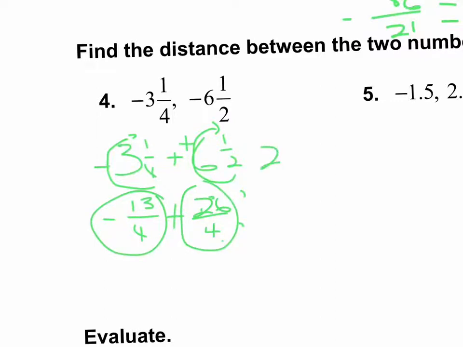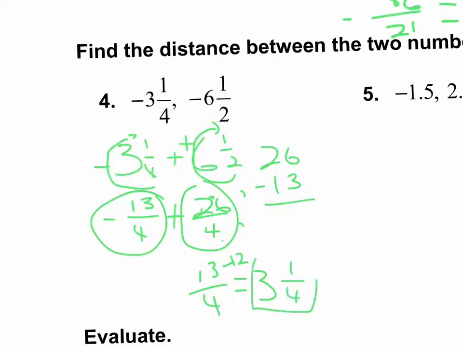Opposite terms, we subtract 26 minus 13, which gives you 13 over 4. And it's positive because 26 is bigger and 26 is a positive 26 over 4. Let's go ahead and make it a proper fraction. 4 goes into 13 3 times, so minus 12. 13 minus 12 is 1/4. So 3 1/4, they are 3 1/4 distance apart.